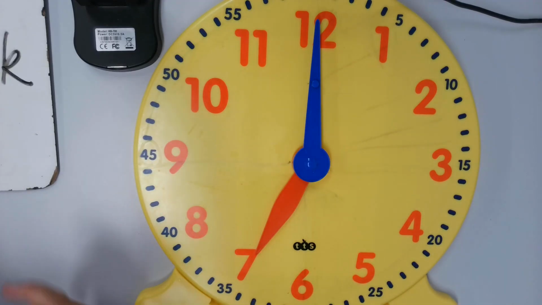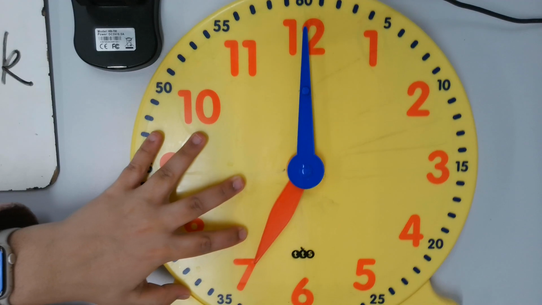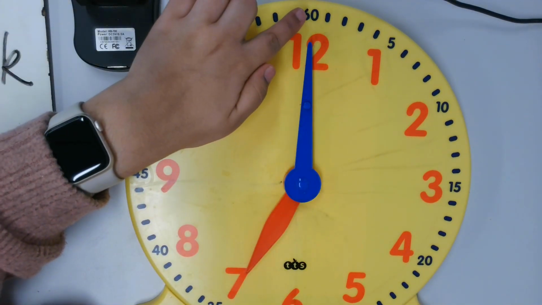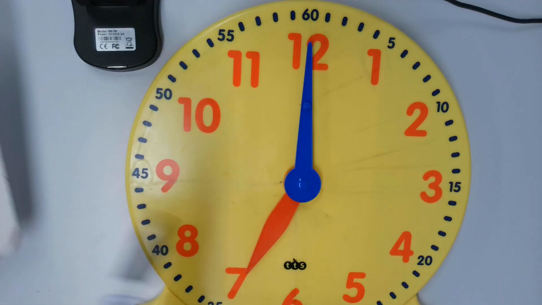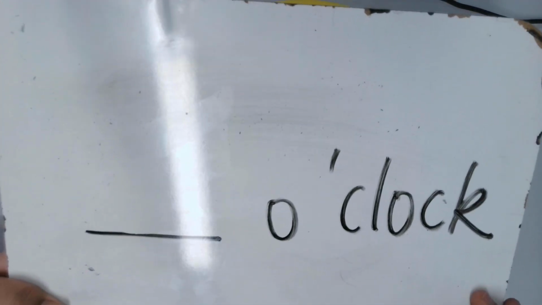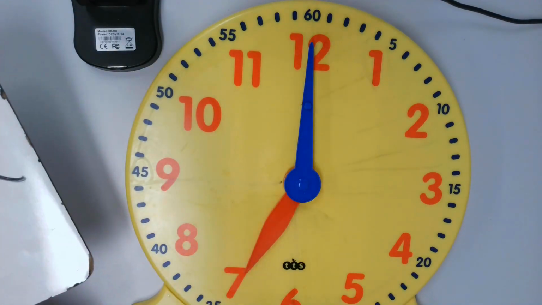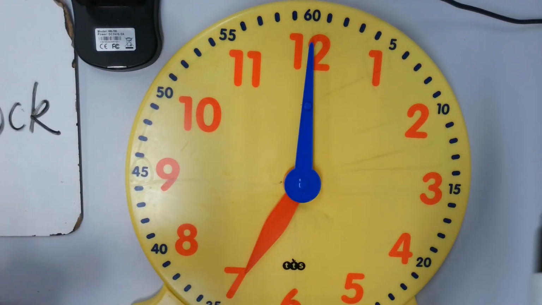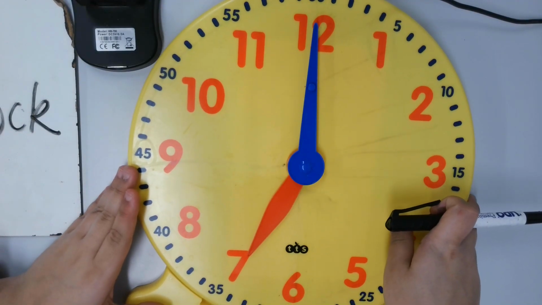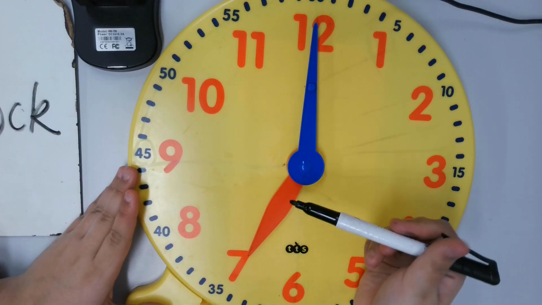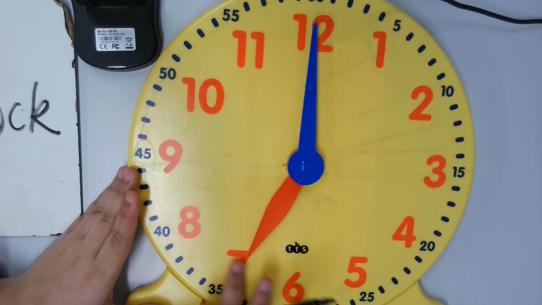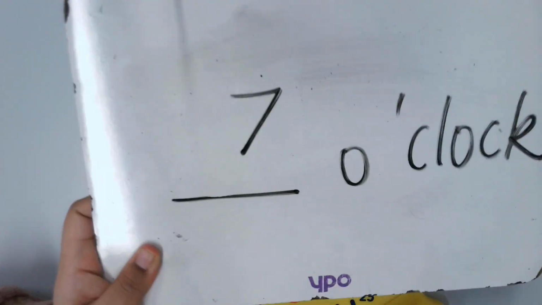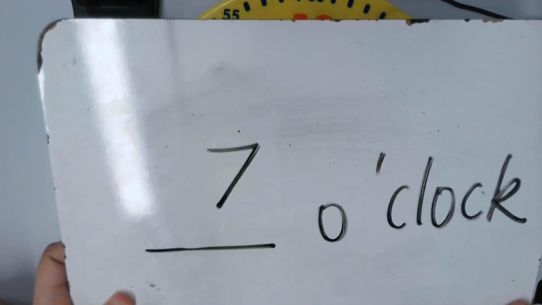First, I'm going to look at my minute hand and it's pointing straight up, straight on 12 to 60. I remember that this means that it is something o'clock. It is the start of a brand new hour. Looked at my minute hand, tick. Now I need to look at my hour hand. That's my short hand. I can see it's pointing on 7. That means that it is 7 o'clock.